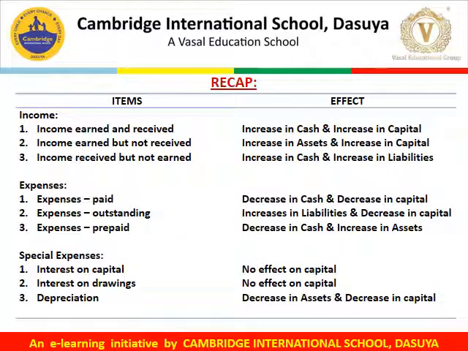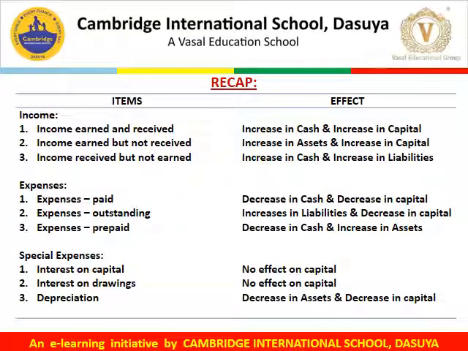So let's recap the treatment of incomes and expenses. First of all, we will discuss the incomes. Students, if there is income earned and received, the effect of this transaction on the accounting equation would be increase in cash and increase in the capital. The second one is income earned but not received. The effect of this transaction over the accounting equation is increase in assets and increase in capital.